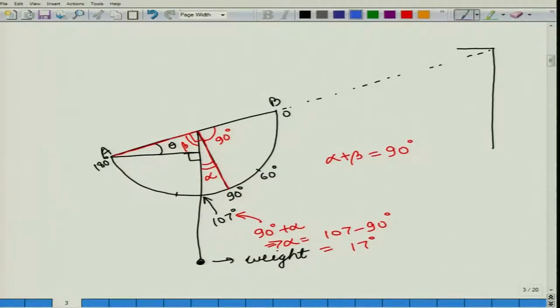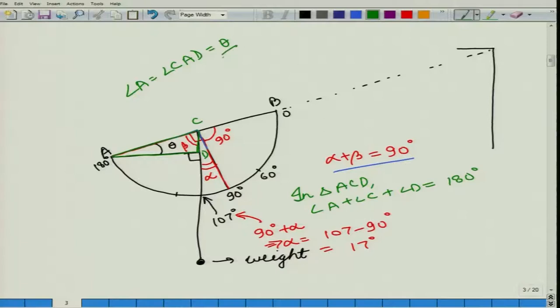Now, looking at this angle, we have gotten the relation that alpha plus beta is equal to 90 degrees. Now consider this triangle. Let us call it triangle ACD. So now in triangle ACD, angle A plus angle C plus angle D is equal to 180 degrees because the sum of all three angles of a triangle is 180 degrees. Now angle A or angle CAD is equal to theta, and this is the value that we are interested in knowing. So from here we get theta plus angle C. Now angle C is angle ACD. Now angle ACD is beta, this angle. So theta plus beta plus angle D.